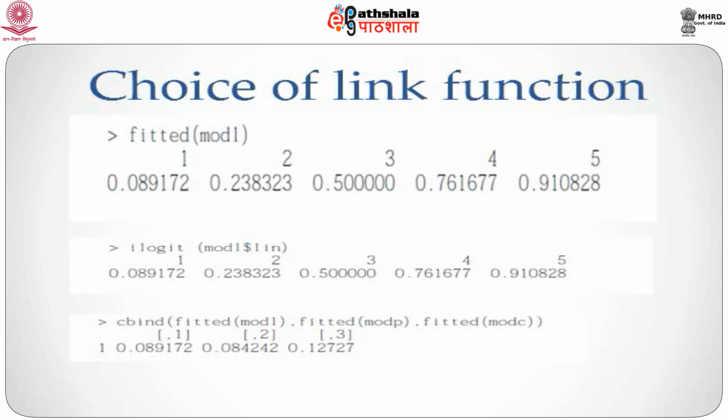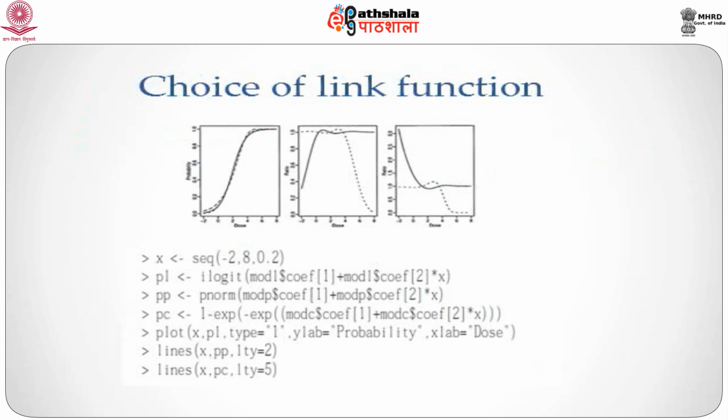To look at the link function, one way to do this is to look at the fitted values. So fitted of modl returns the fitted values corresponding to modl. We can also use ilogit evaluated at the linear predictor to get the corresponding probabilities, and we can do cbind of the fitted values for the three models. So cbind of fitted modl, fitted of modp, and fitted of modc to compare the predicted probabilities corresponding to the different links.